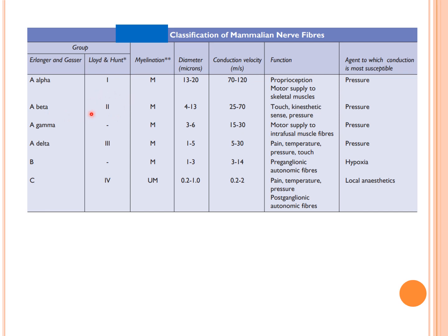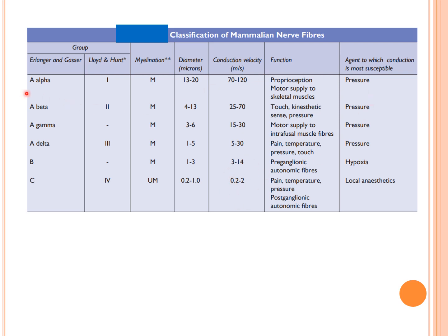A beta is again the muscle spindle, which is the flower spray ending, type 2. A delta is type 3 fibers, which carry fast pain, and C is the slow pain, classified as type 4 fibers. So this is the Erlanger classification, and this is the Lloyd and Hunt or numerical classification. A and B are both myelinated nerve fibers, whereas only C is unmyelinated. A alpha is the largest diameter fiber, whereas type C is the smallest diameter nerve fiber. A alpha has the fastest conduction velocity, and type C is the slowest.